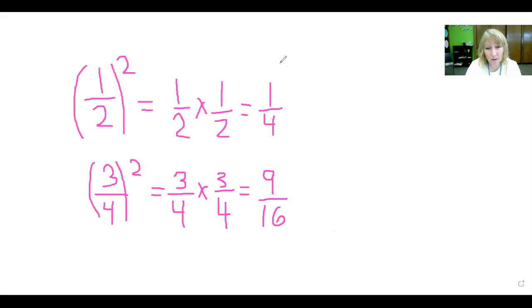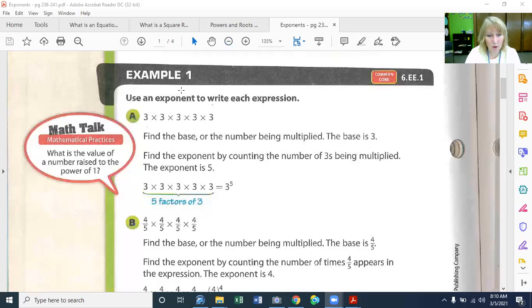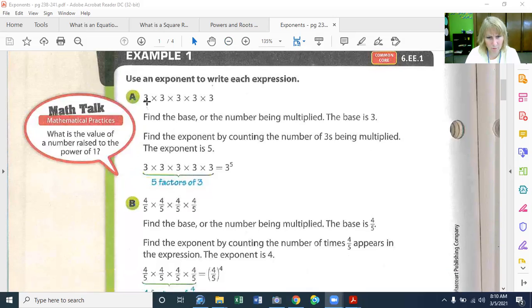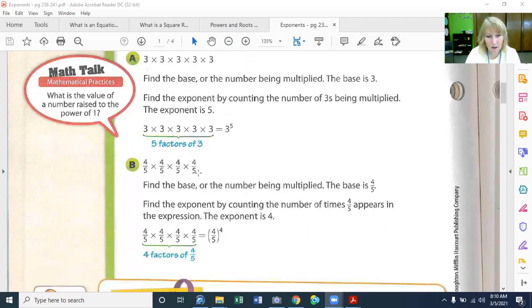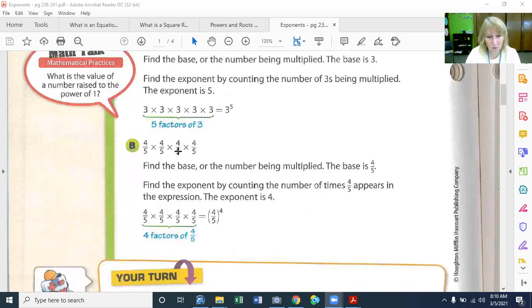So now I want to share my screen with you. Let me clear, and let me bring that up just a second. Okay, so example 1 is just showing us what I just showed you on the whiteboard here. It's showing you 3 times 3 times 3 times 3 times 3 is 3 to the 5th power, right? And 4/5 times 4/5 times 4/5 times 4/5 is really 4/5 to the 4th power.